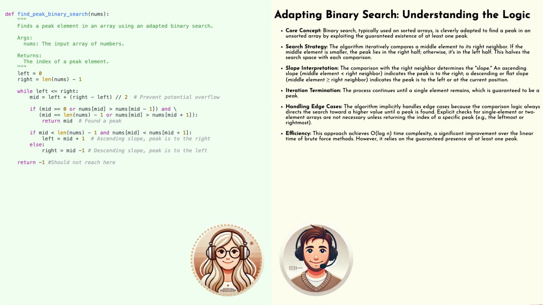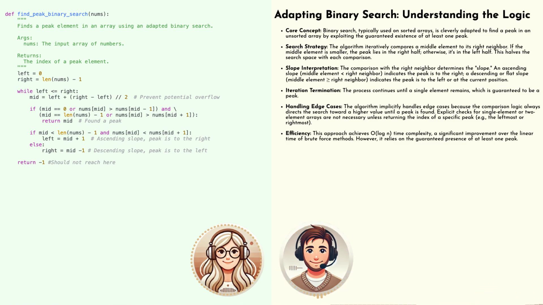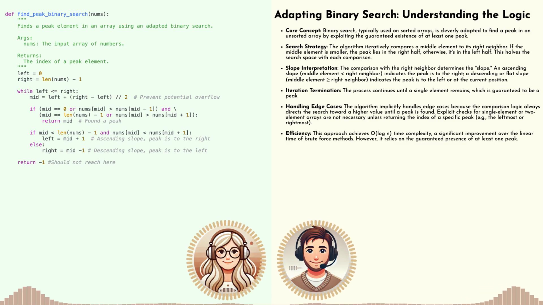the right. Makes sense. But what if the middle element is larger than its right neighbor? Then we could be at the peak itself, or we could be on a downward slope. Either way, the actual peak can't be to the right. So we discard the right half and focus on the left. Yes. Including that middle element.